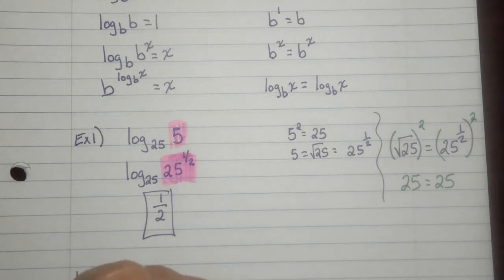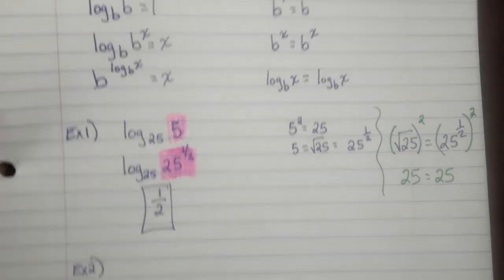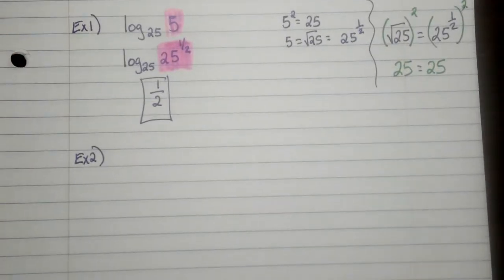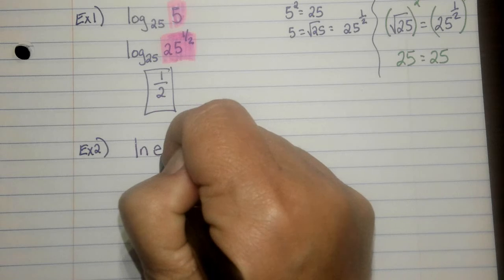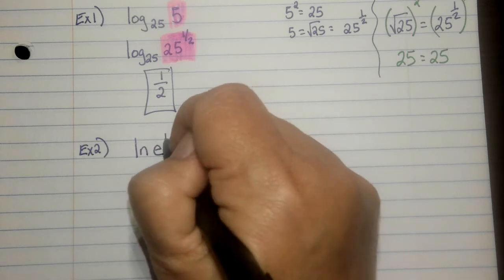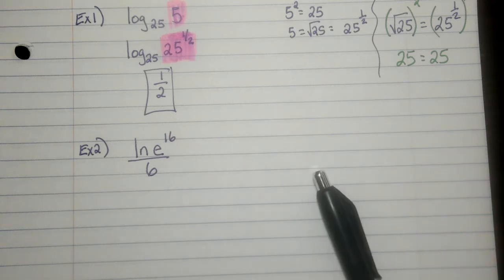All right, so I'm going to give you another one. And I want you to use your notes to try and figure out at least the first step. You might not get the whole answer, but I want you to figure out step 1. The problem is ln of e to the 16th power over 6.